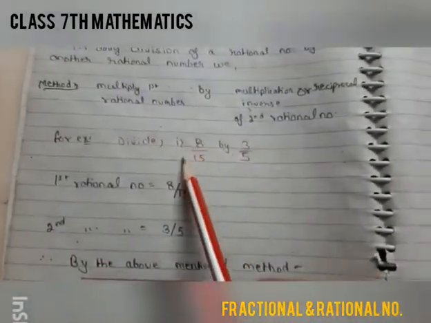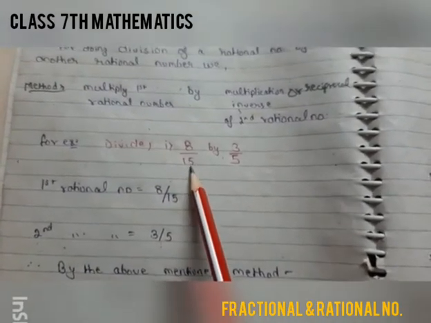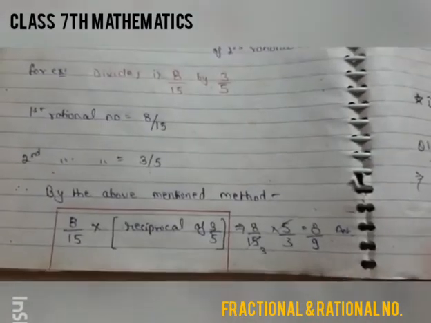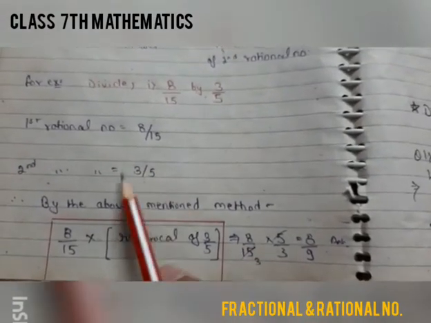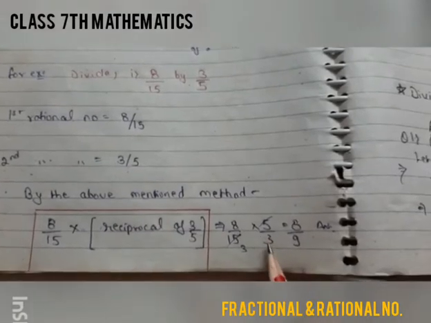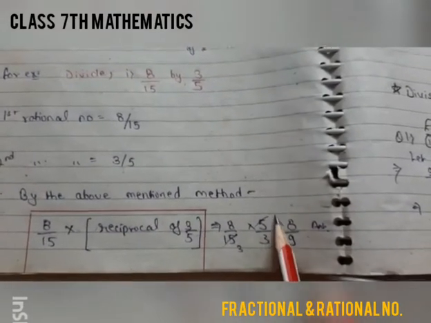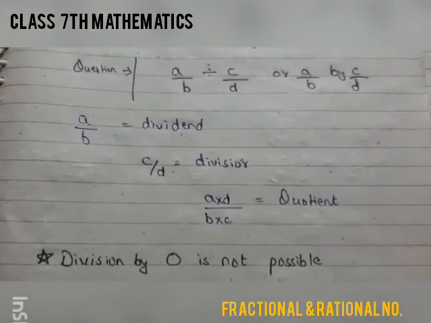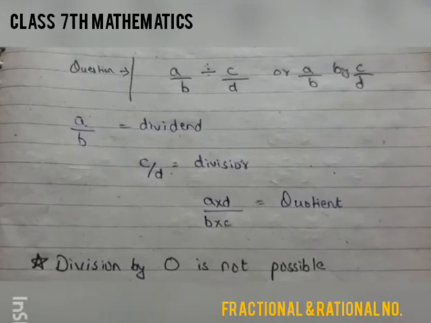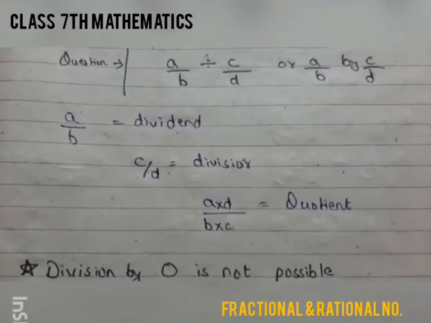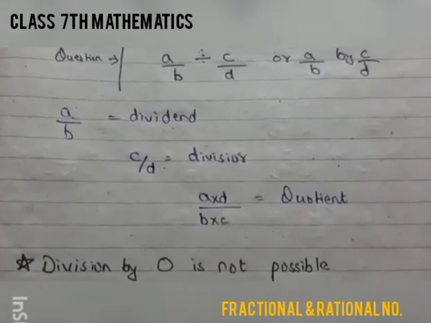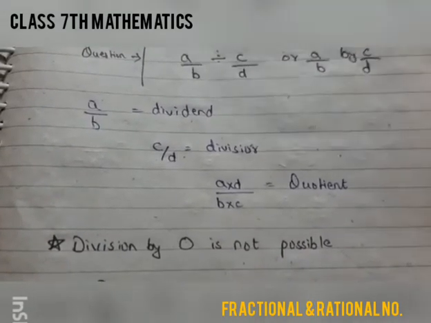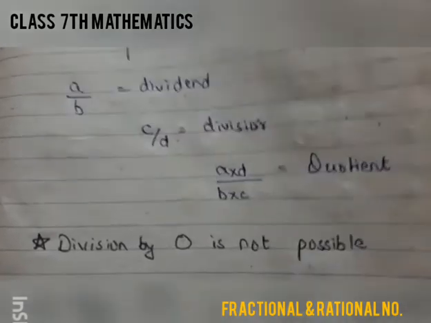If I go to this question with the same format, your 8 upon 15 is known as the dividend. Your 3 upon 5 is known as the divisor. And 8 upon 15 into 5 upon 3, after taking the reciprocal of the second rational number, is known as the quotient. Also remember that division by 0 is not possible. We have done this in earlier exercises, and I have explained why. If any number is divided by 0, the result is not defined.